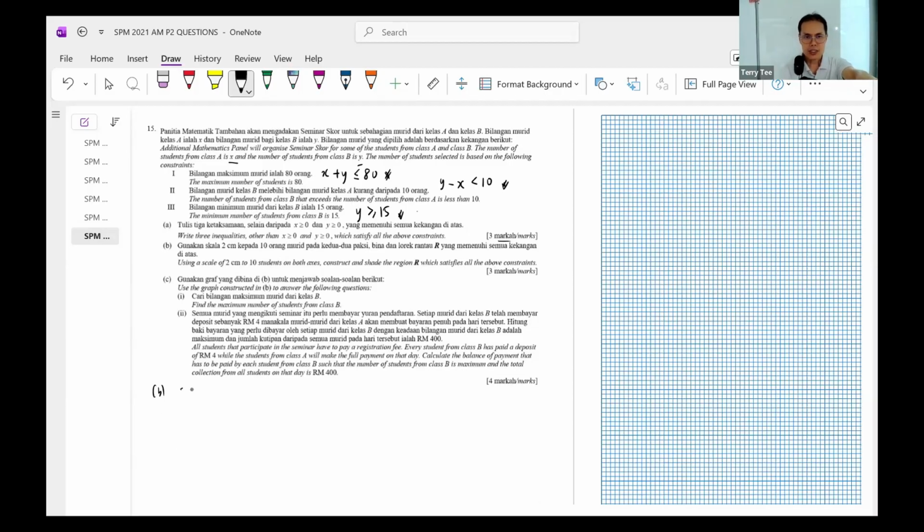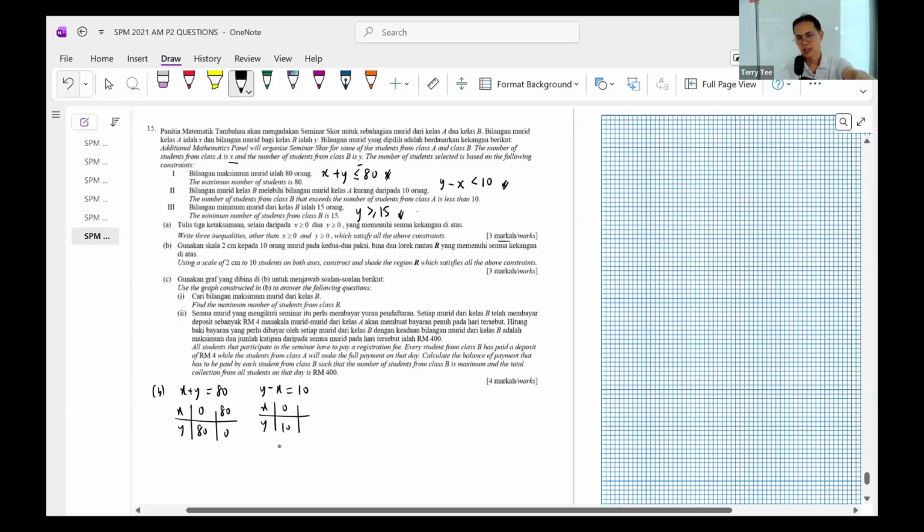Okay, I like to use a table of values. x plus y equals 80. I would take x equals 0, y equals 80, y equals 0, x equals 80. This is my first table of values for the first graph. Second graph, y minus x equals 10. X is 0, y is 10. Can I use y equals 0? Cannot, because then my x will be negative. Pick another value. Maybe you can just take x equals 40, y will be 50. As long as you have two points, you can draw a straight line.